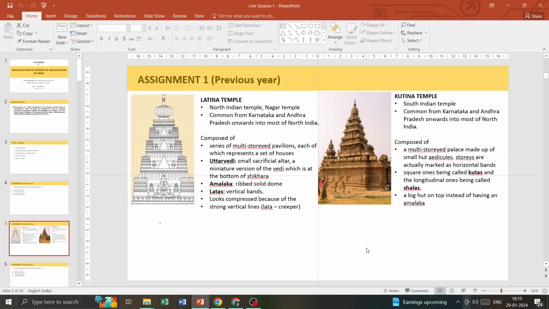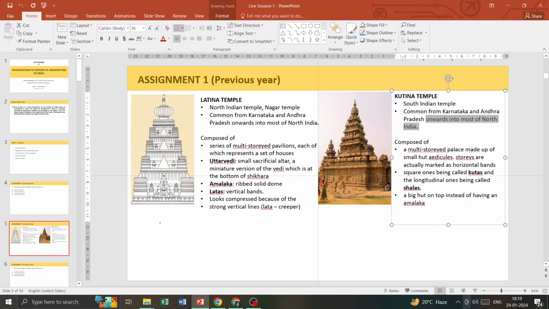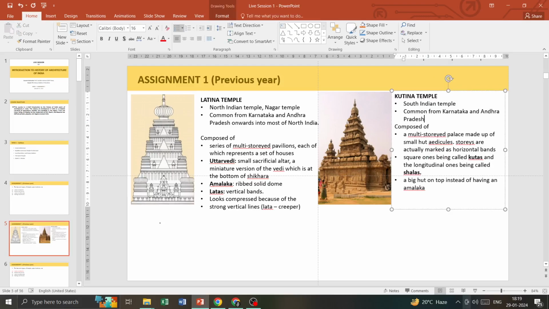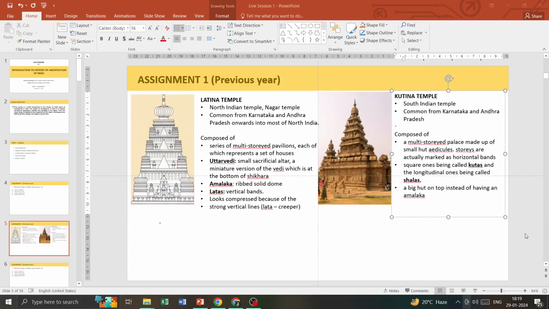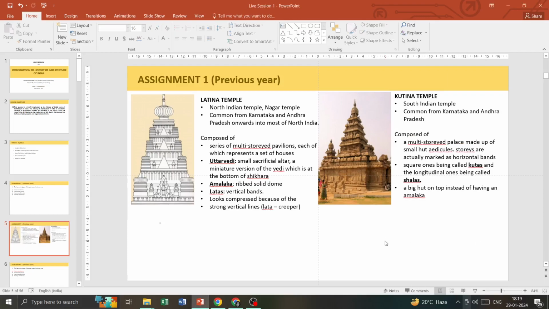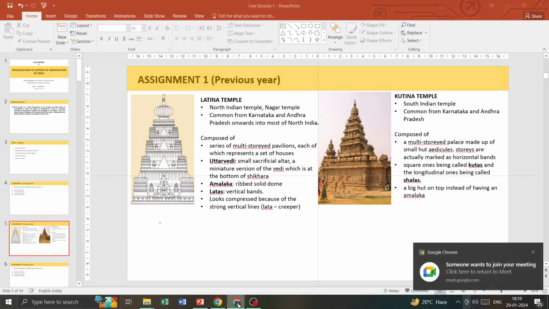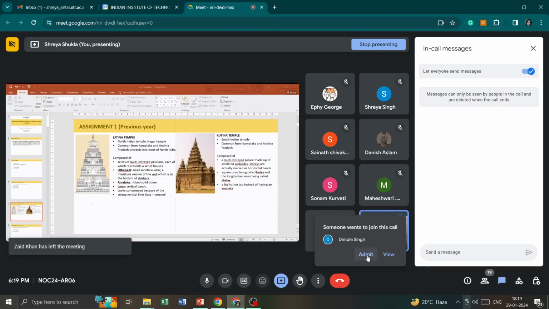Then we have Kutina temple. Kutina temple is also called South Indian temple. It is common from below Karnataka and Andhra Pradesh. It is composed of a multi-storied palace made up of small hut edicules, and the stories are marked as horizontal bands. So Latina temples have more the look of vertical bands, while the Kutina temples have more the look of horizontal bands.